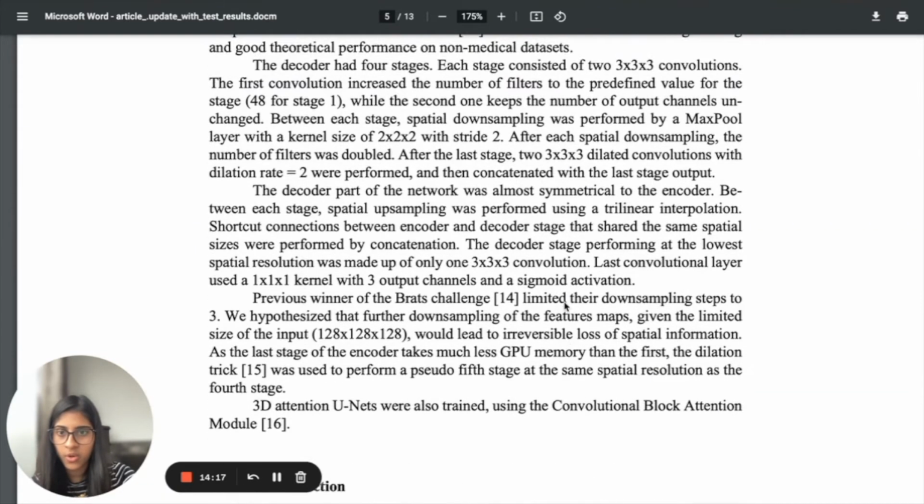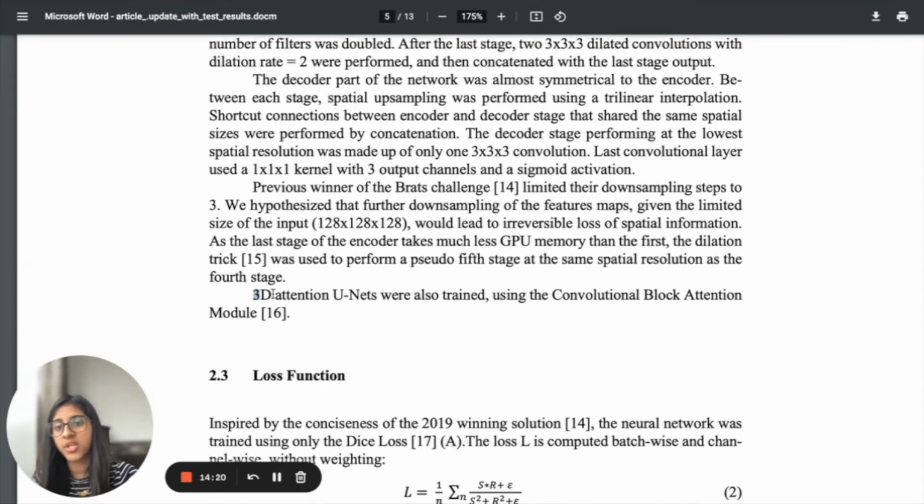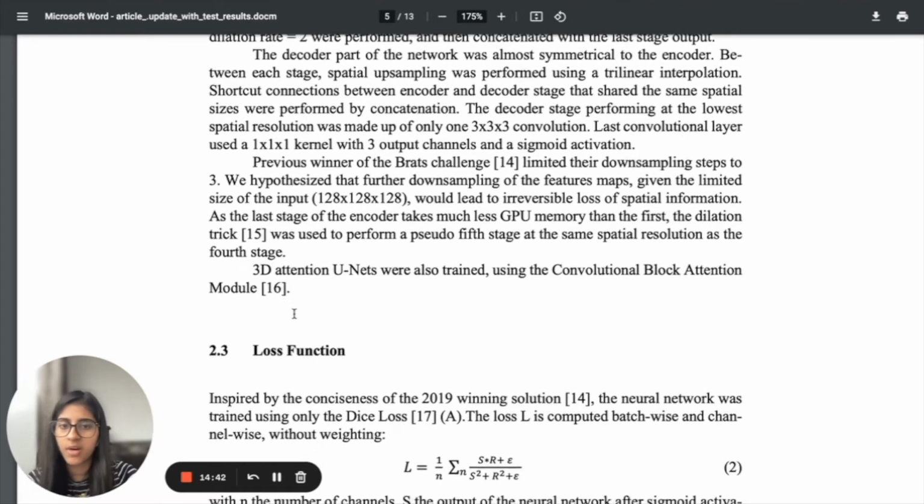It also mentions that 3D attention units were trained, so having variations. As I learned later on, the results for just the model they explained right now were pretty good. So if I was looking to do this challenge, I wouldn't have to look at 3D attention units, but it depends. There were some parts where 3D attention units did help, and we'll cover those as well.